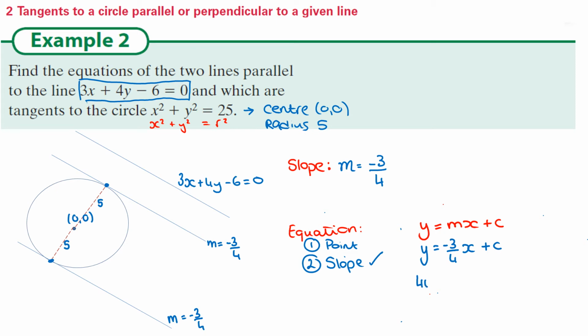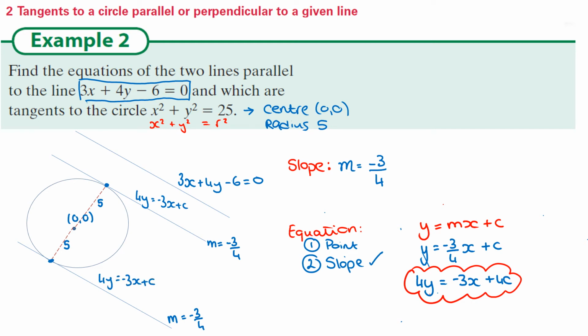I'm going to multiply across by 4, so that's minus 3x plus 4c. And that effectively is the equation of both lines. So this equation is 4y equals minus 3x plus c, and this is 4y equals minus 3x plus c. And I know that if I measure from the center point 0, 0 to those lines, the answer should be 5. So I'm going to use the perpendicular distance formula.